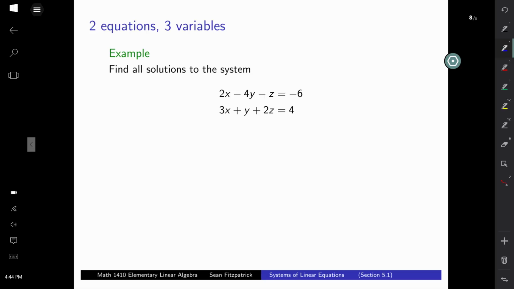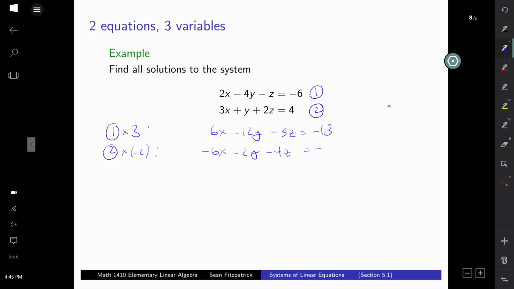What we might do here, there's a few ways to do it. One way we might do it is we might do this. We might say, okay, here's equation 1, equation 2. Let's do something like this again. Equation 1 times 3, and we'll do equation 2 times, actually, let's do not just 2, but times minus 2. So 6x minus 12y minus 3z equals minus 18, minus 6x minus 2y minus 4z equals minus 8.